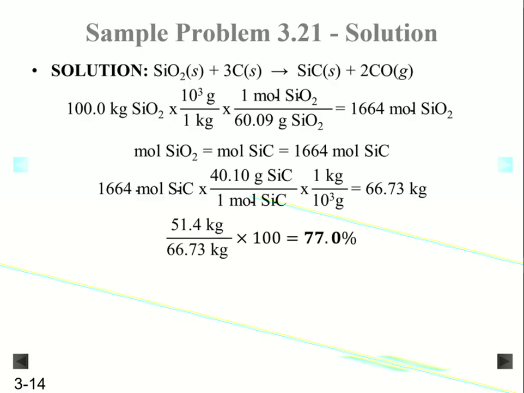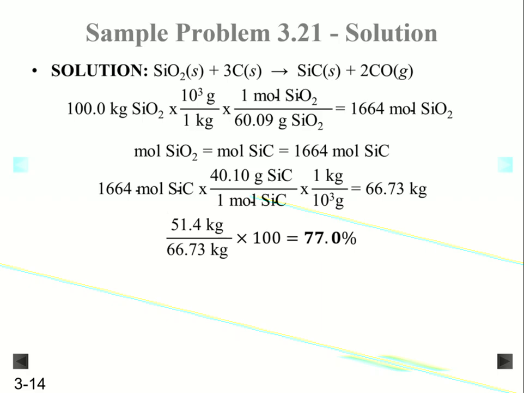And if you have that many moles of SiO2, you expect to have the same number of moles of SiC because it's a 1-to-1 ratio. So our theoretical yield of silicon carbide is 1,664 moles. We can convert that into a mass by multiplying by the molar mass of silicon carbide, which is the sum of the silicon plus the carbon atomic masses. And then we divide that by 1,000 to get kilograms. And so this gives us 66.73 kilograms.